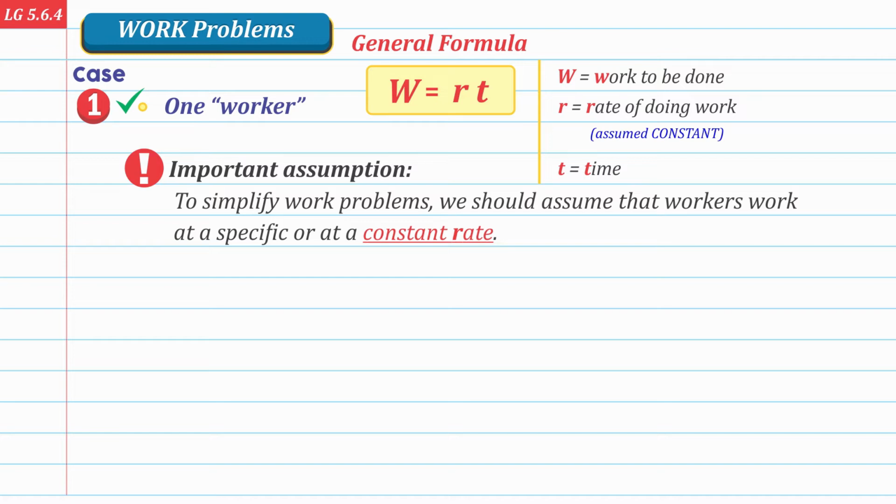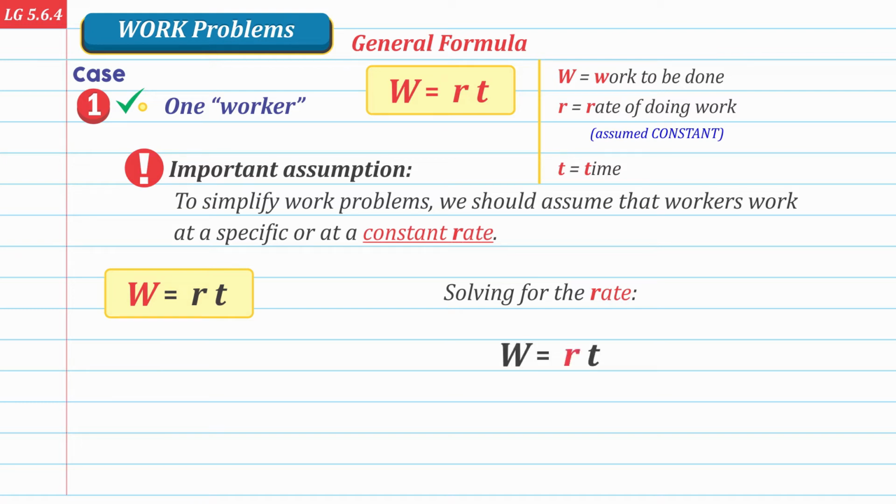With that out of the way, we can now continue exploring the formula given above. W equals R times T. From this, we know we can get the work done by simply multiplying the rate and time. But what if we are looking for the rate? What formula can we use?